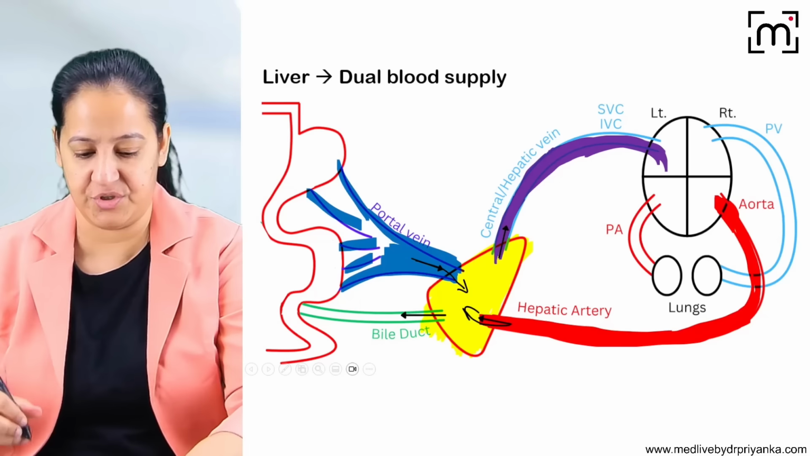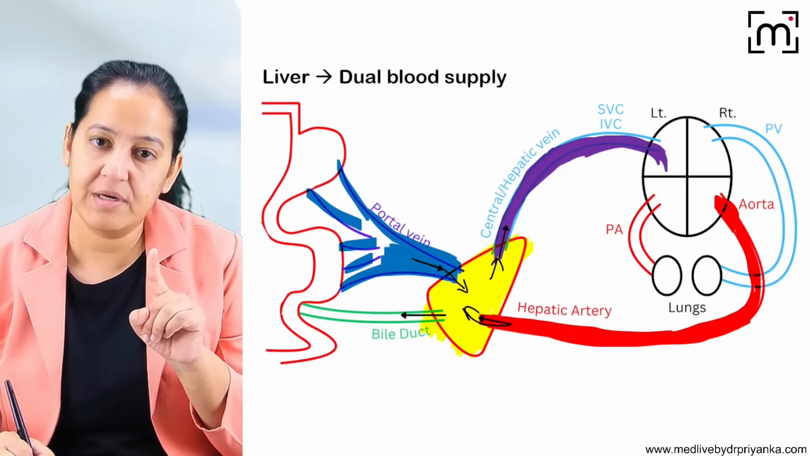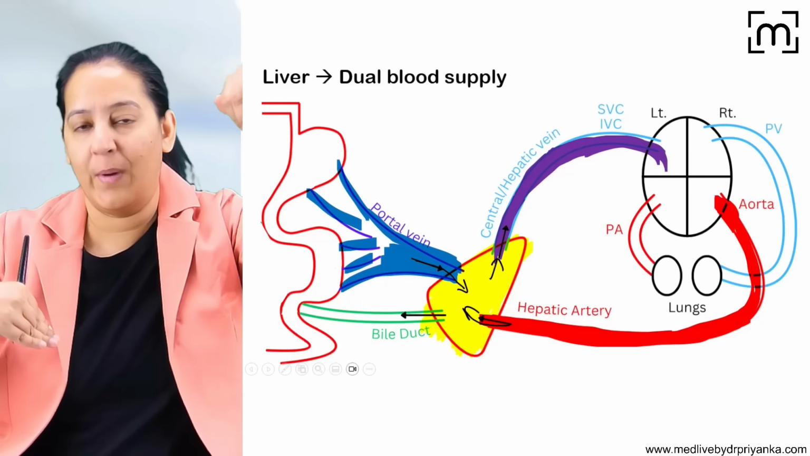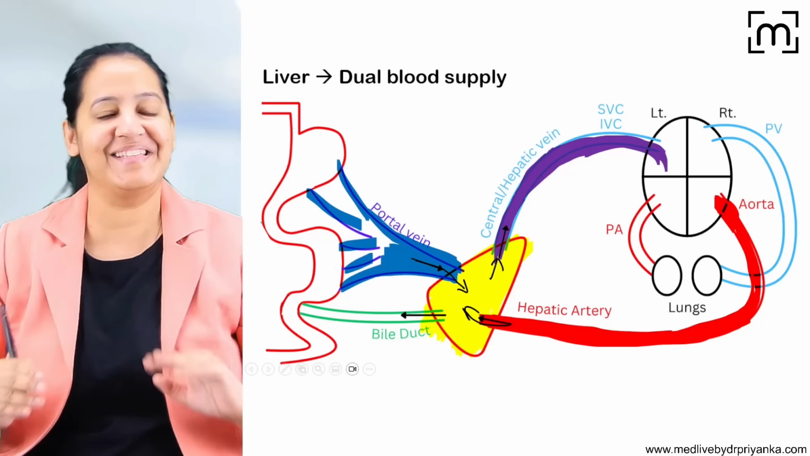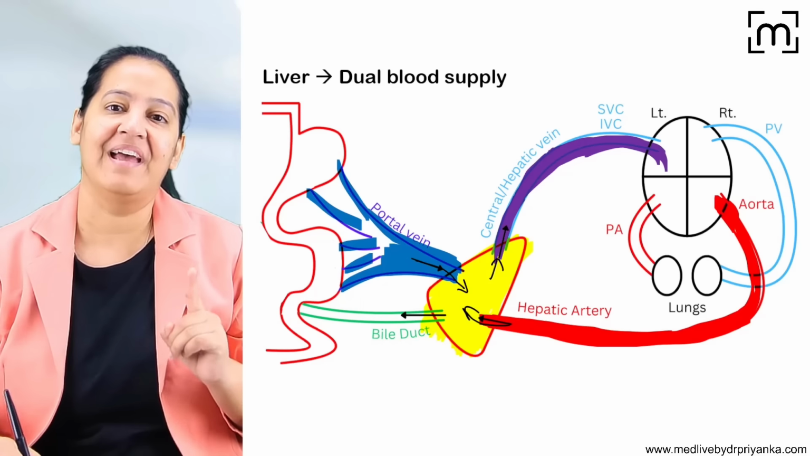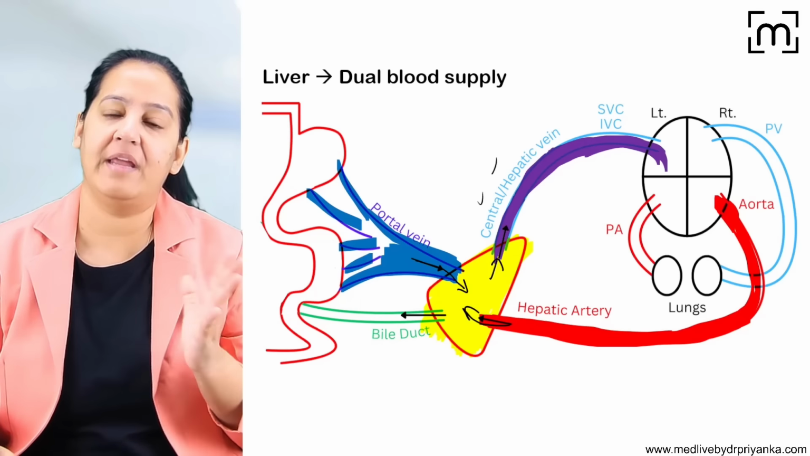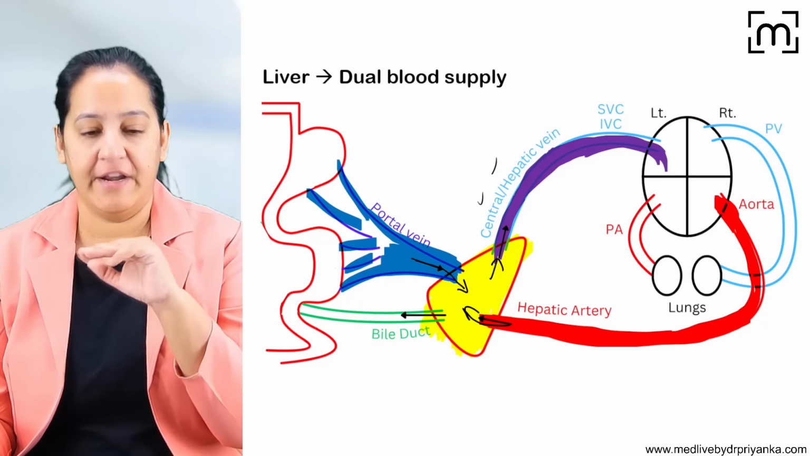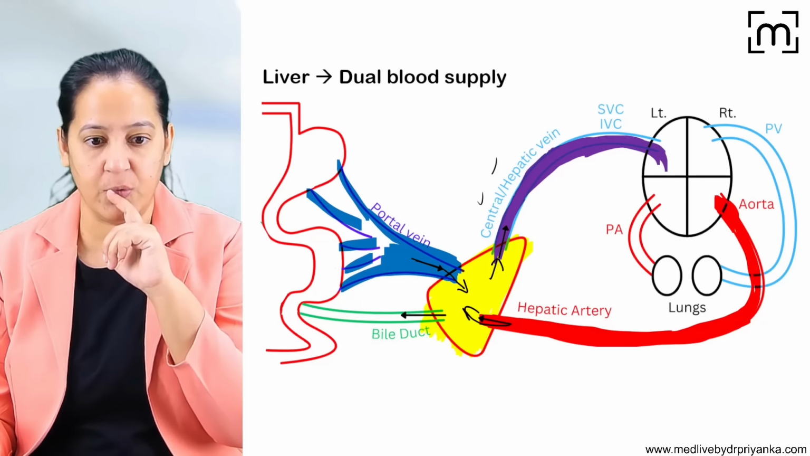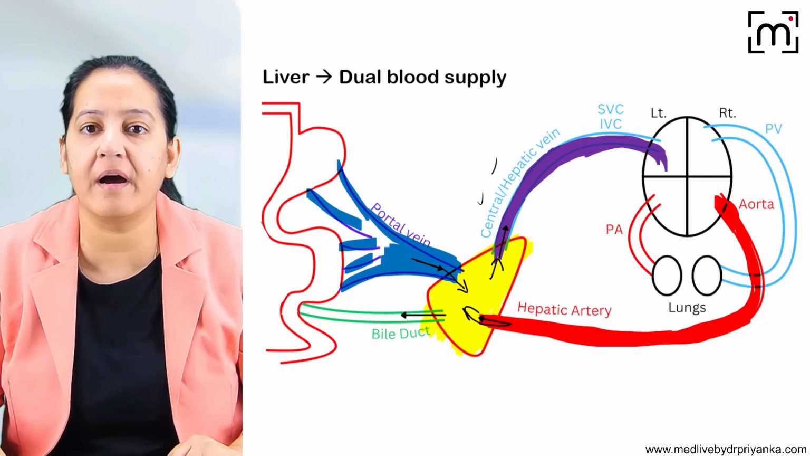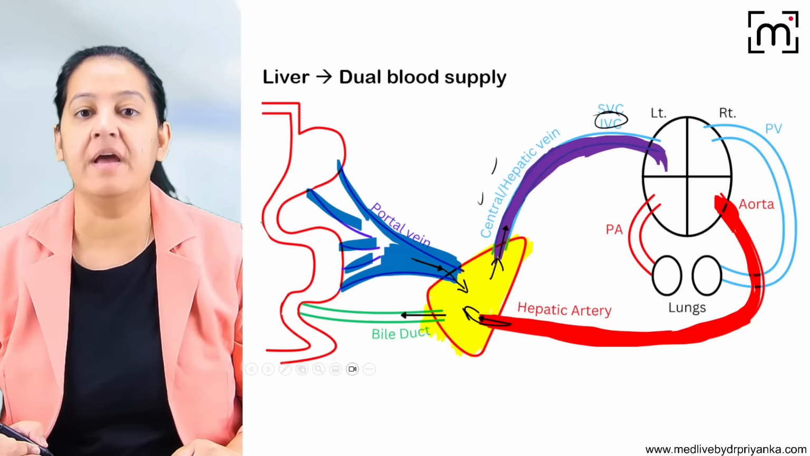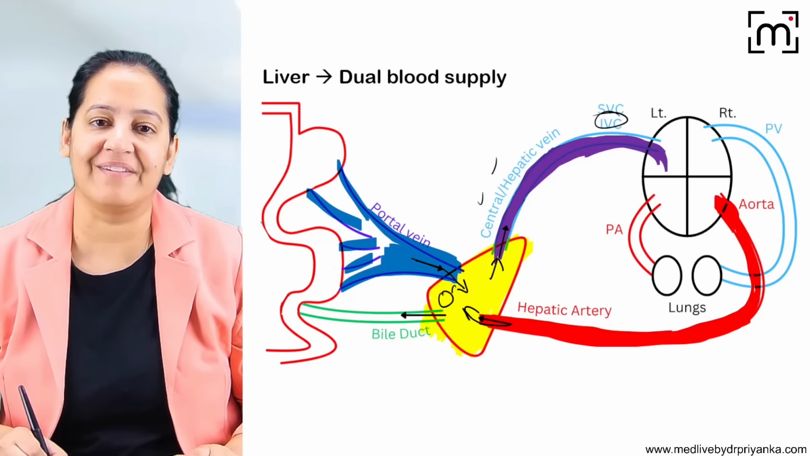So this is the drainage. You can see drainage is only one. So the liver has dual blood supply, the dual inlet, one is the hepatic artery, one is the portal vein, but the drainage is one, that is the hepatic vein, central vein. The hepatic or central vein drains into the right side of the heart via the inferior vena cava, via IVC. Got it? Now liver, this is liver.